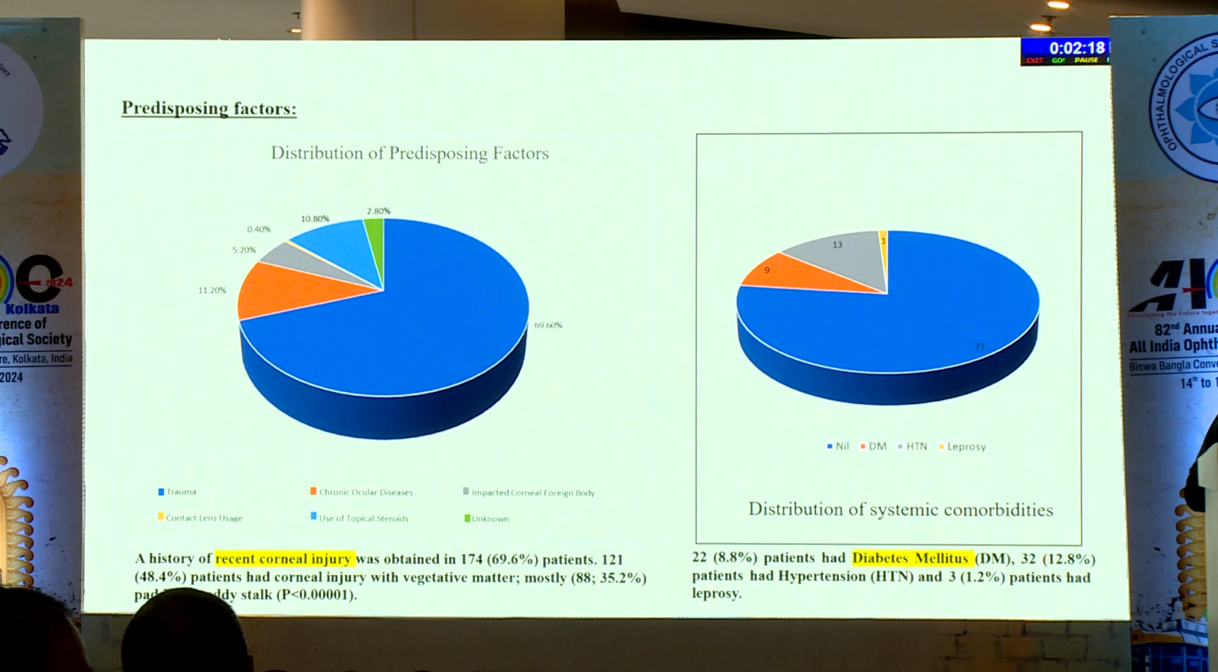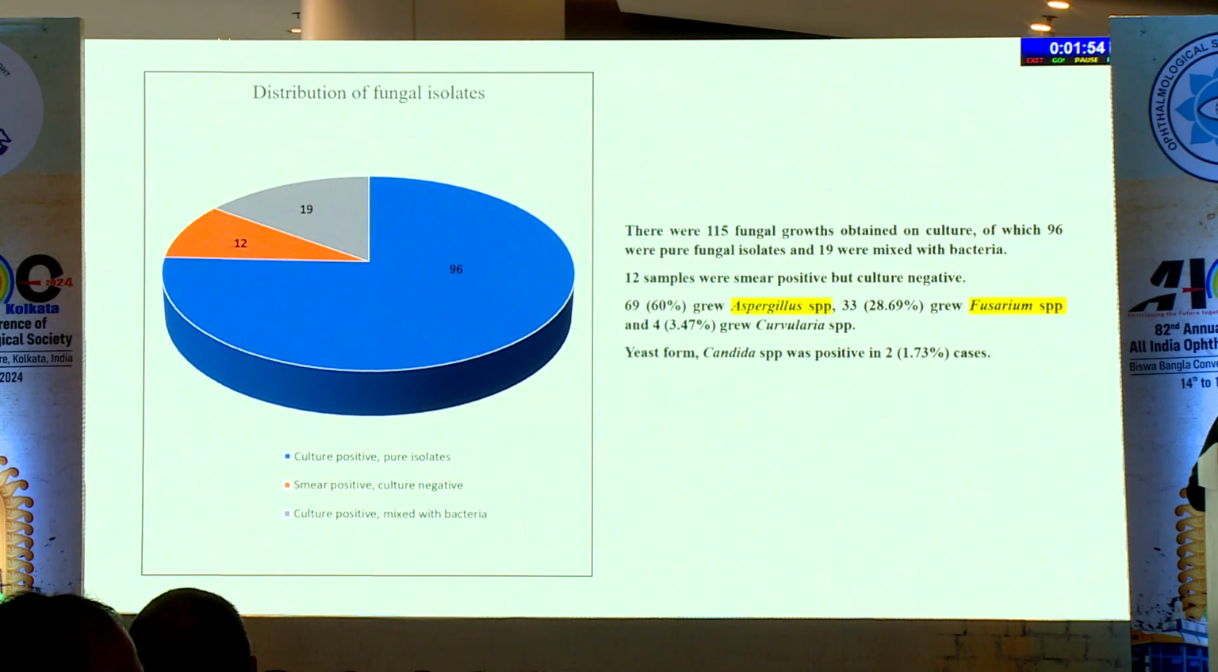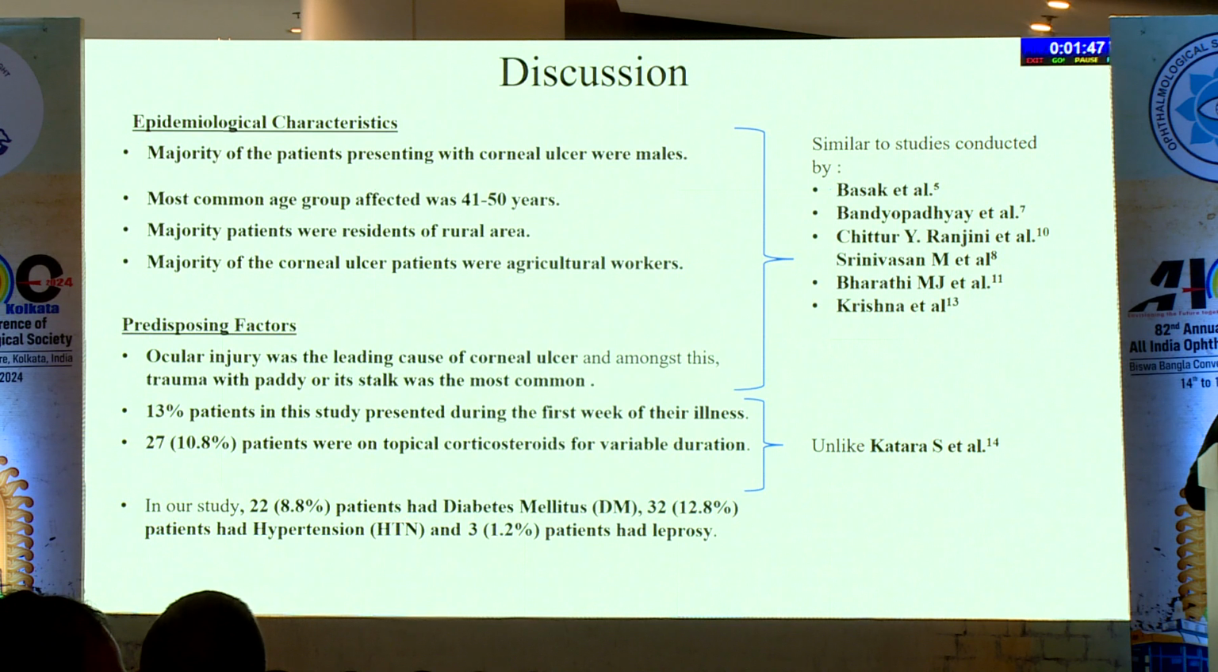Distribution of predisposing factors revealed that a history of recent corneal injury was reported in most of the patients, that too with vegetative matter. Some patients had associated systemic comorbidities. Cultures were seen to be positive in about 173 cases, 69.2%. The most commonly isolated bacteria was Staphylococcus aureus, and the most commonly isolated gram-negative organism was Pseudomonas. Amongst the fungal isolates, 60% of the culture plates showed a growth of Aspergillus, followed by Fusarium.